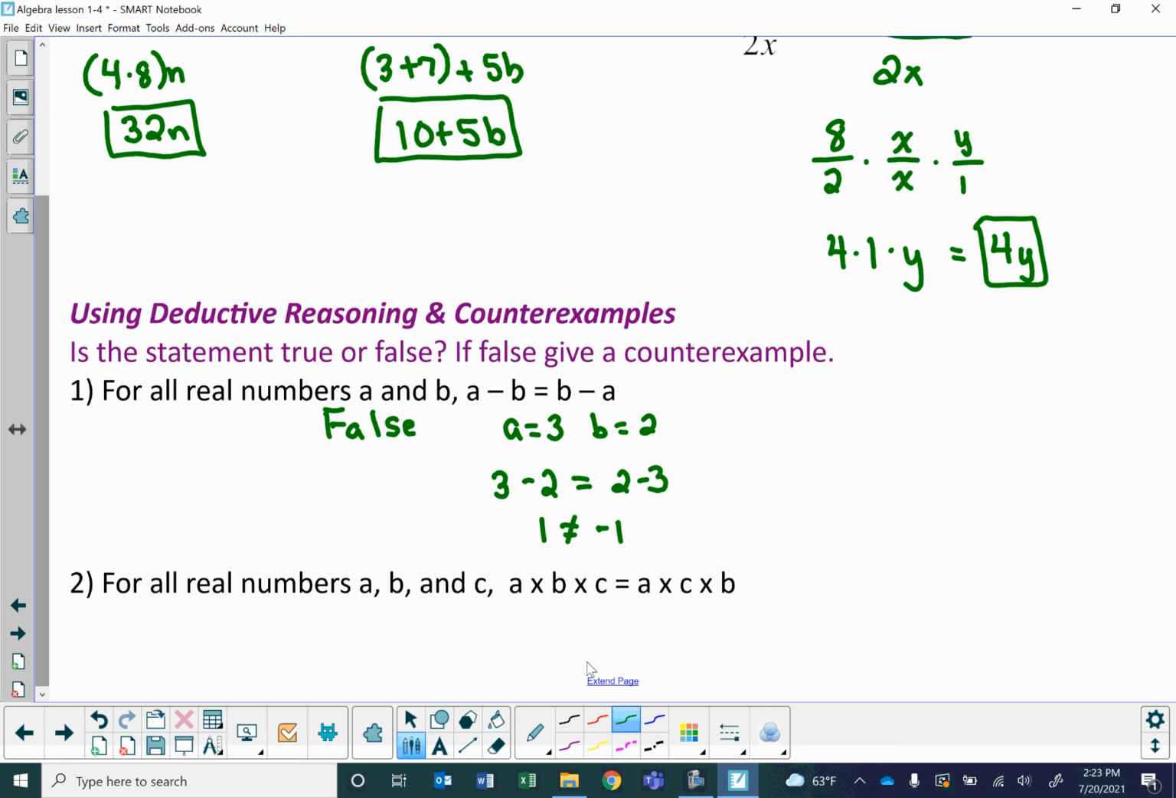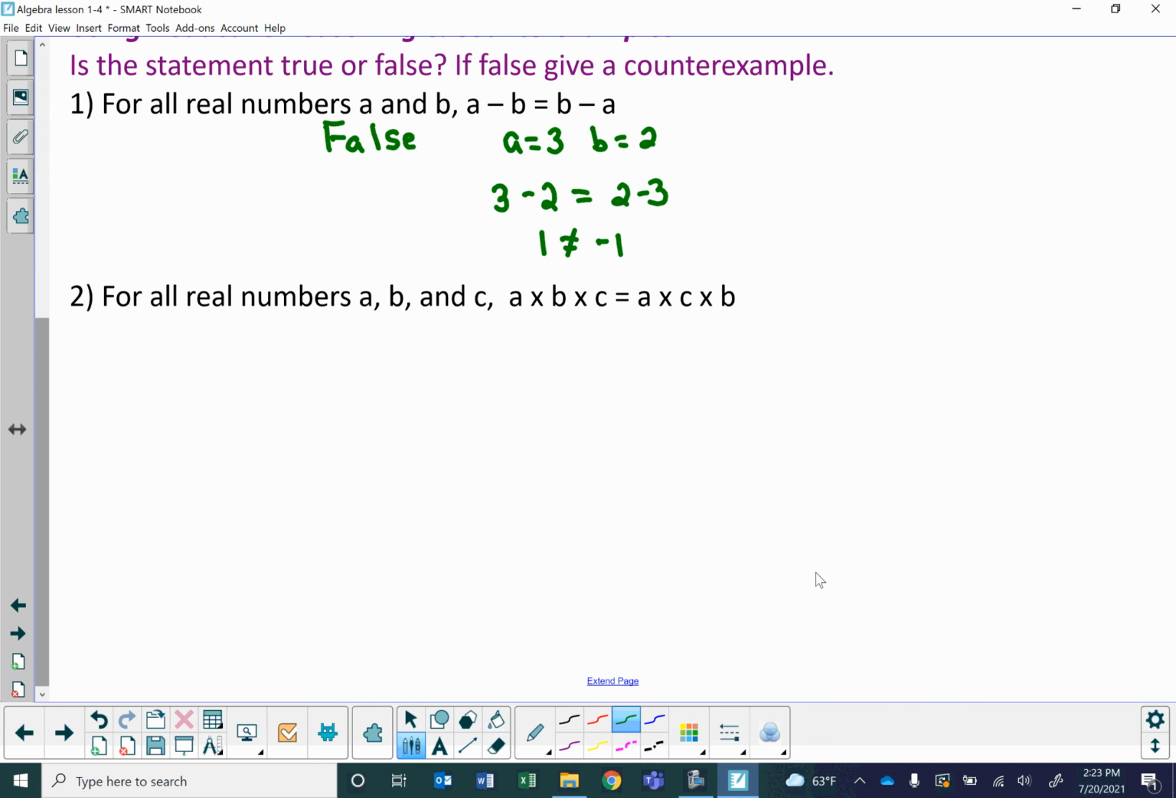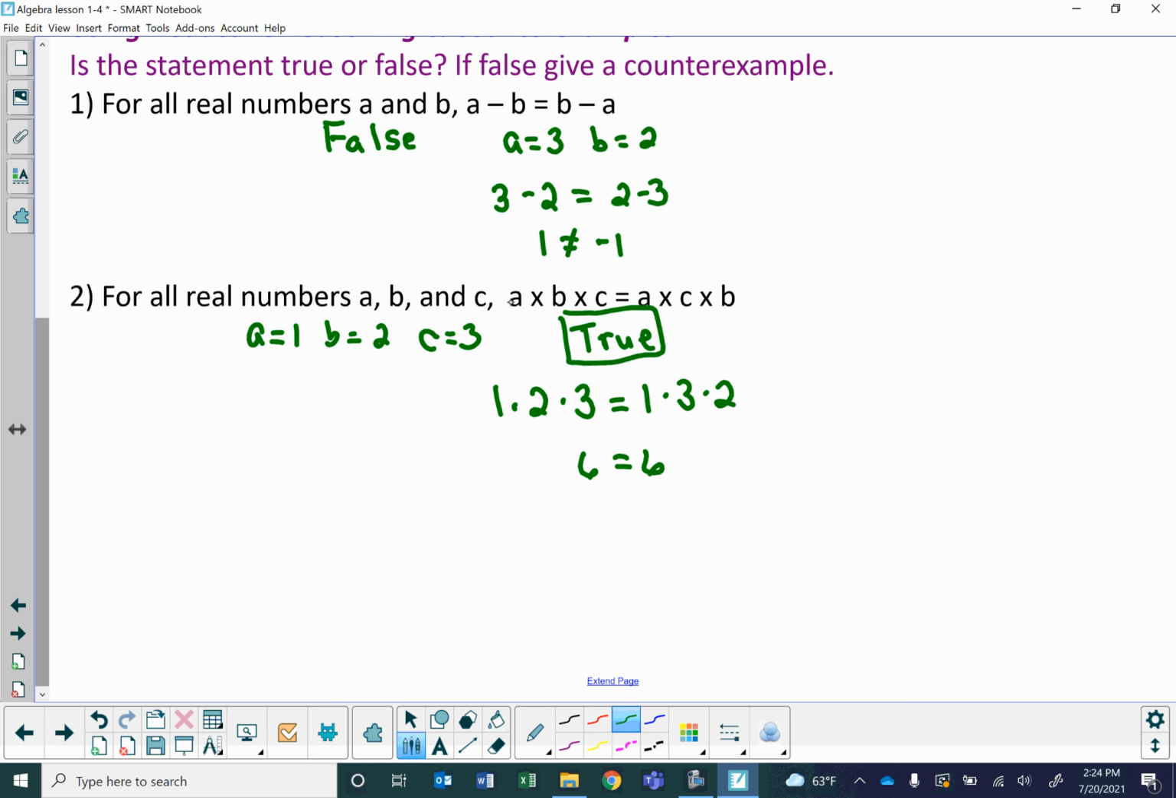Number 2 here says, for all real numbers a, b, and c, a times b times c equals a times c times b. Now I'm thinking about this, does it matter if it's positive or negative? Probably not. So if I let a equal 1, b equal 2, and c equal 3, will these stay true? So I have 1 times 2 times 3. Is that going to equal 1 times 3 times 2? Well, 1 times 2 is 2, 2 times 3 is 6, 1 times 3 is 3, 3 times 2 is 6. This is true. So I'm going to say that this is going to be true because I cannot think off the top of my head of a counterexample which is going to make that false.